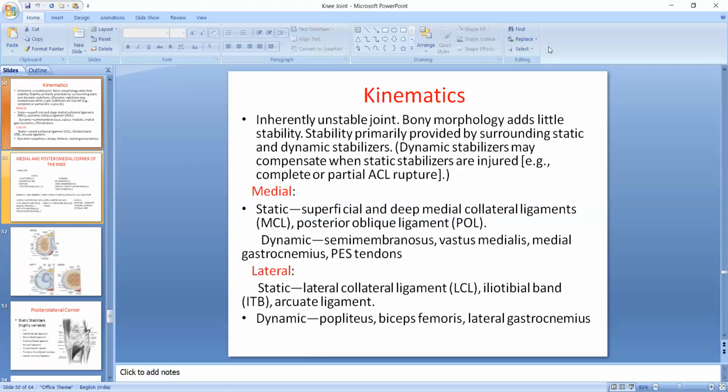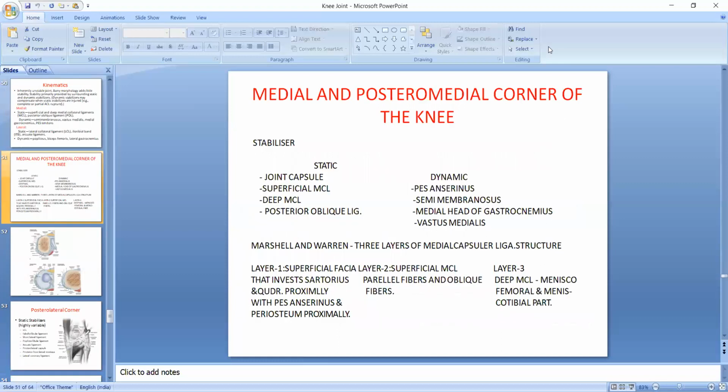These are some tendons, ligaments, and muscles that are involved in movement of the knee joint, and some contribute to the stability of the knee joint. The medial and posteromedial corner stabilizers: static are the joint capsule, superficial MCL, deep MCL, posterior oblique ligament, and dynamic are pes anserinus, semimembranosus, medial head of the gastrocnemius muscle, and vastus medialis muscle.